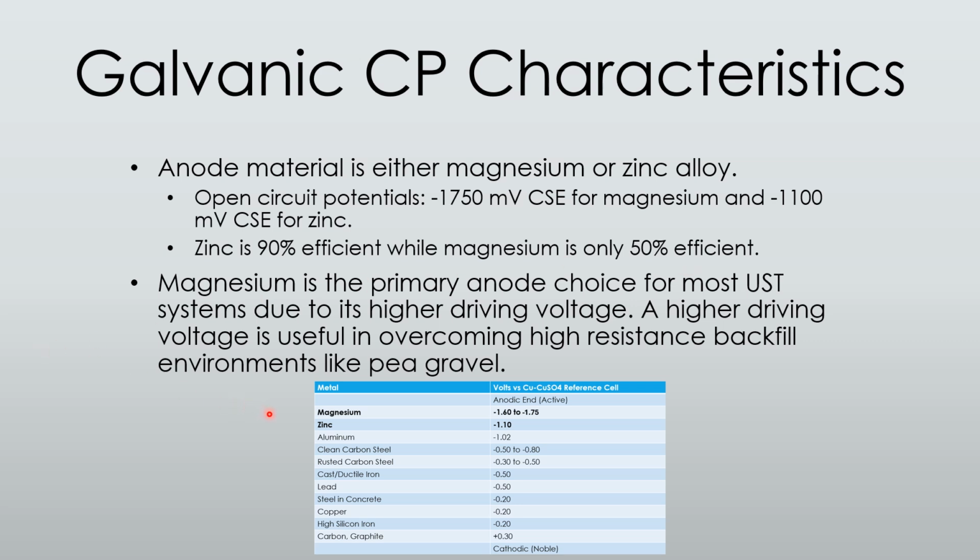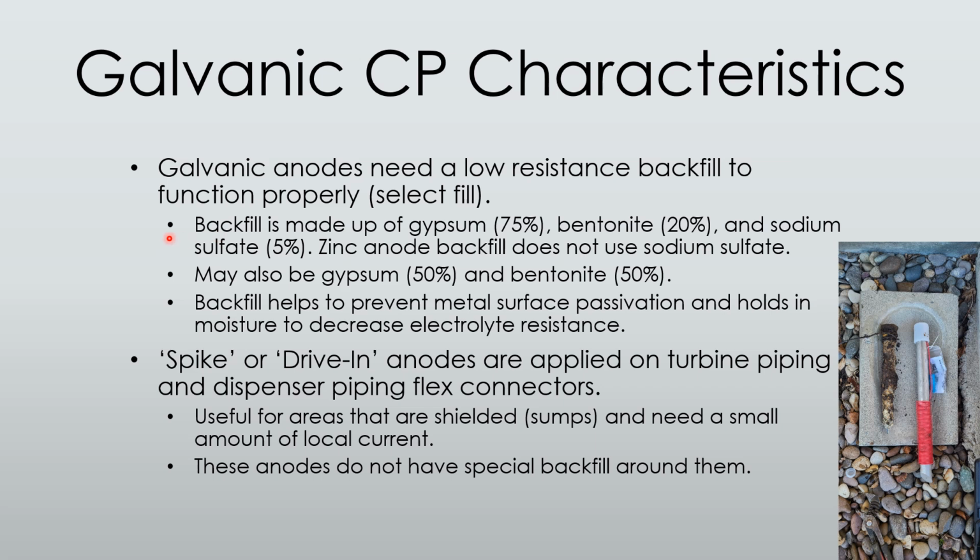Magnesium is the primary anode choice for most UST systems due to its higher driving voltage, right there on our practical galvanic series. A higher driving voltage is useful in overcoming high resistance backfill environments like pea gravel, which are routinely used to backfill USTs. Galvanic anodes need a low resistance backfill in order to function properly.